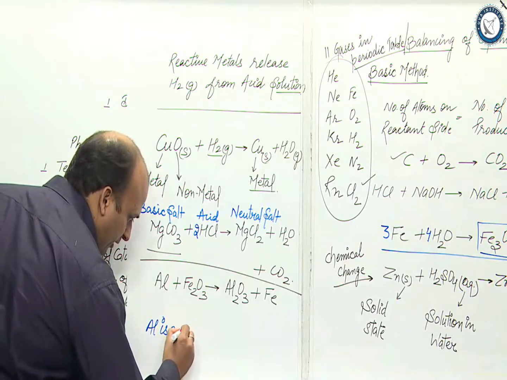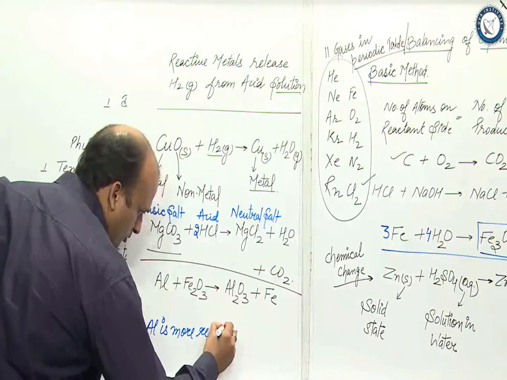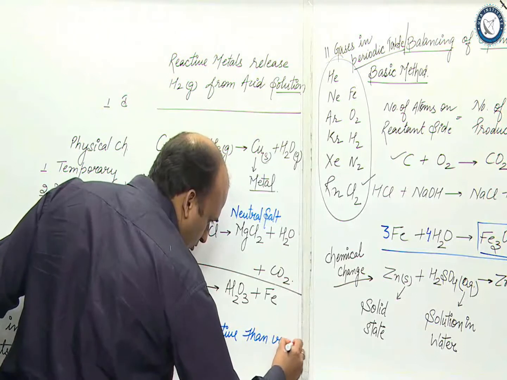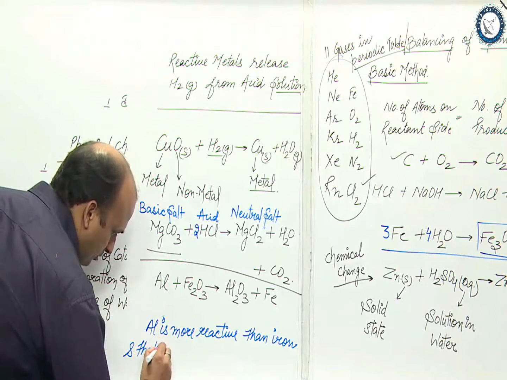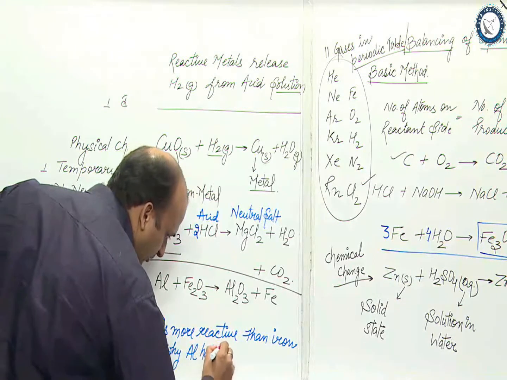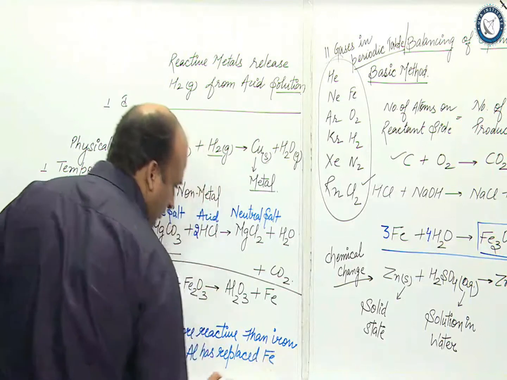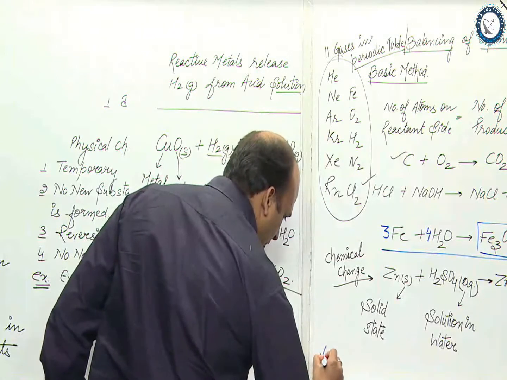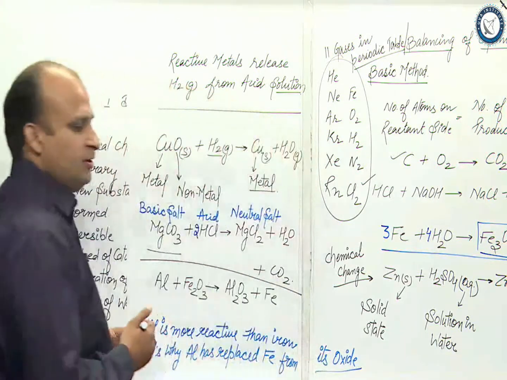Aluminium is more reactive than iron, and that's why aluminium has replaced iron from its oxide. ठीक है बेटा.